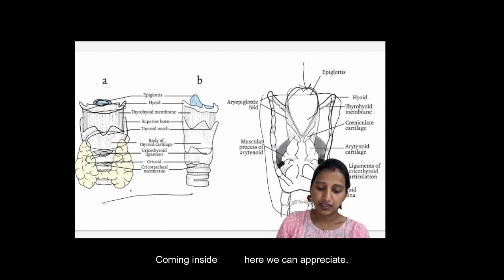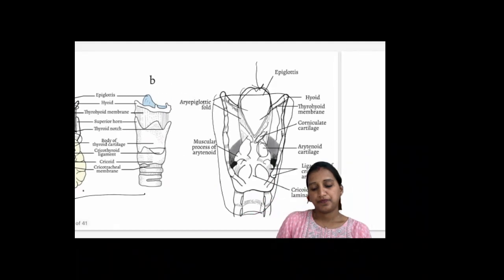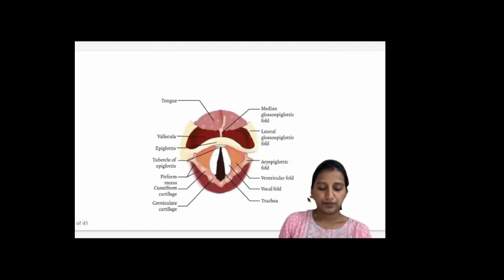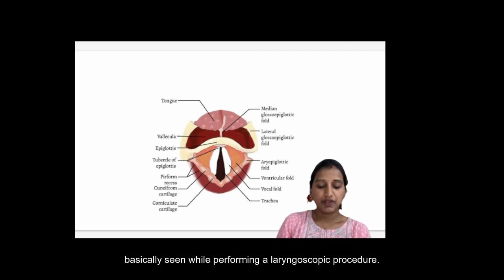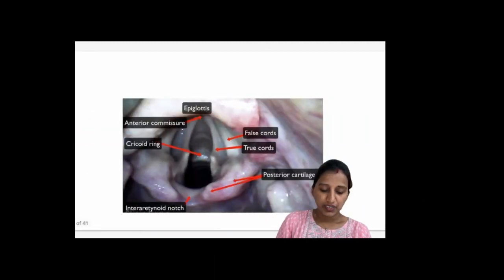Coming inside, here we can appreciate the thyrohyoid membrane. This is the hyoid bone, and the arytenoid cartilage. Above the arytenoid cartilage are the corniculate cartilage, and ligaments of the cricoid and the thyroid can be seen here in the sides. This is how a graphical representation is basically seen while performing a laryngoscopic procedure. This is an actual image of how it looks while performing a procedure.